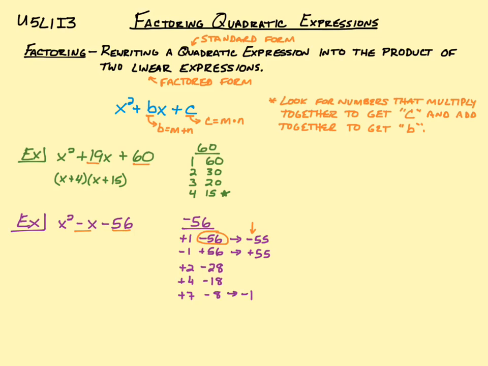So now we have a positive 7 and a negative 8. So when we put it into factored form, we're going to have x plus 7, x minus 8. Okay, so that's x squared minus x minus 56. All right, last one.